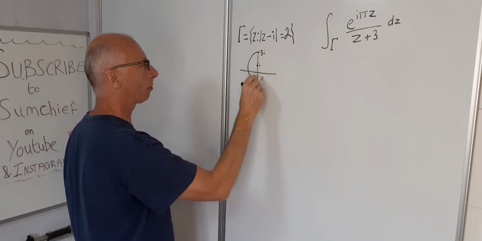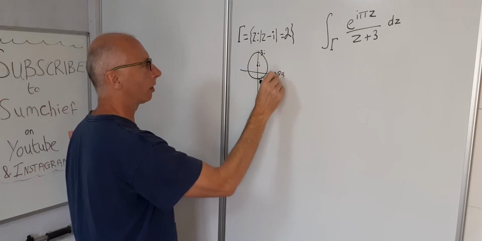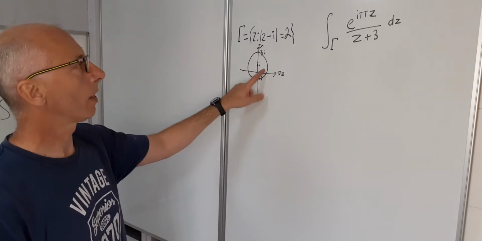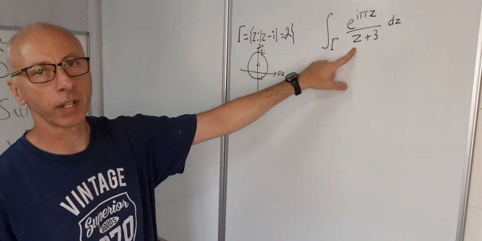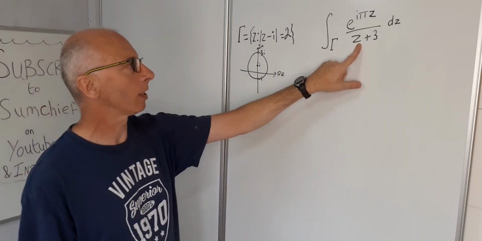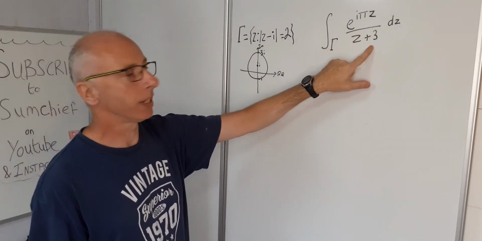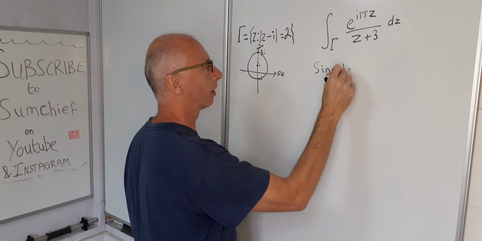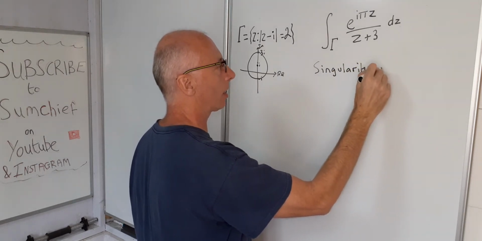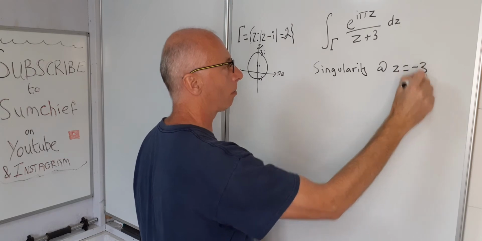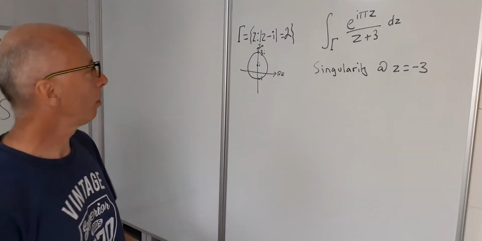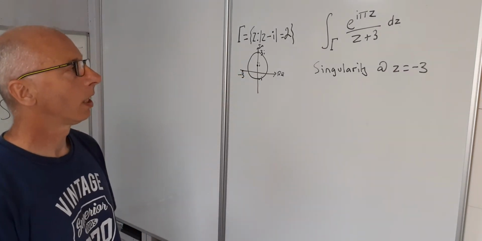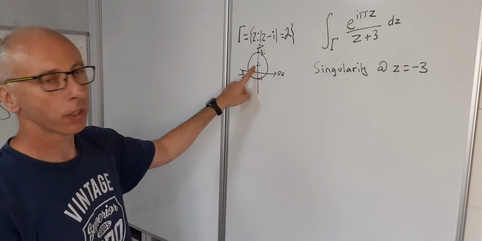So let's just draw that up. That's the real axis, and this is the imaginary axis. Okay, so that's our gamma that we're interested in to integrate this function. Now we're interested in the singularity of this function, which is at z equals -3. So this point -3 is going to be out here somewhere. That's not actually in the circle.